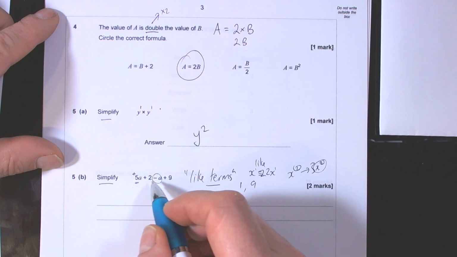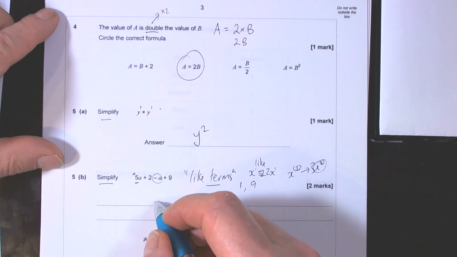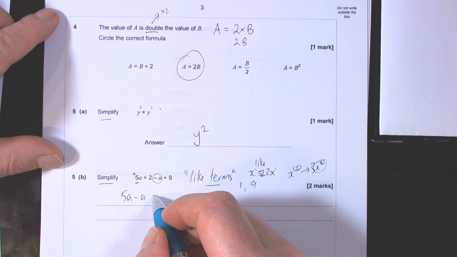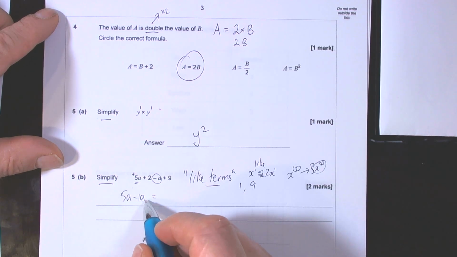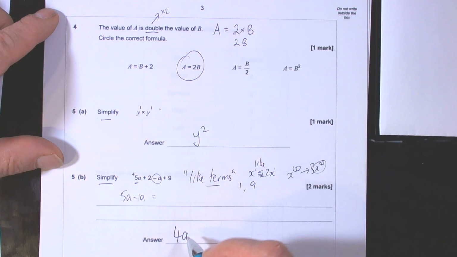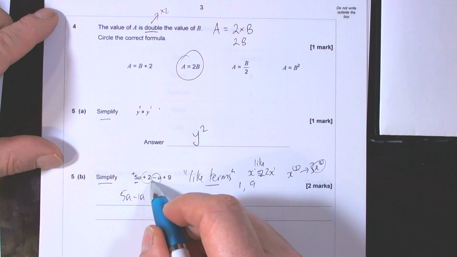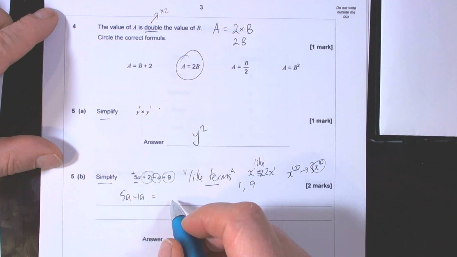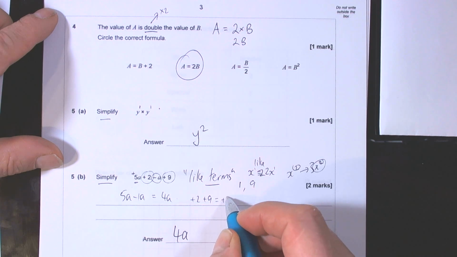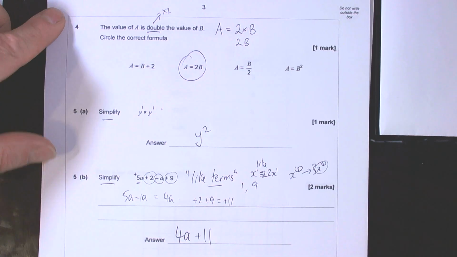So we've got positive 5 A's, take away an A, so that leaves us with 4 A's. 5A take away an A: well, that's 1A, as a letter on its own is one of them, so 5 take away 1 is 4, so 4 A's. And then we've got positive 2 plus 9, which makes positive 11, so we end up with plus 11.